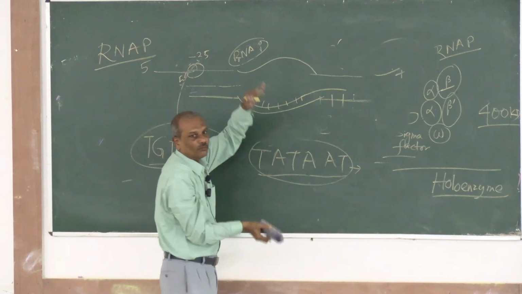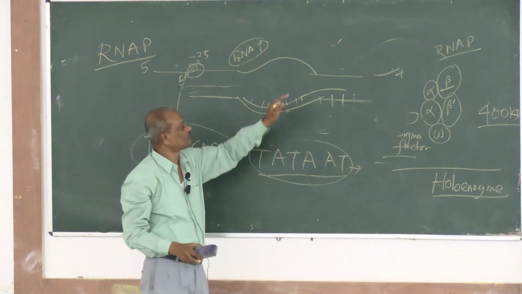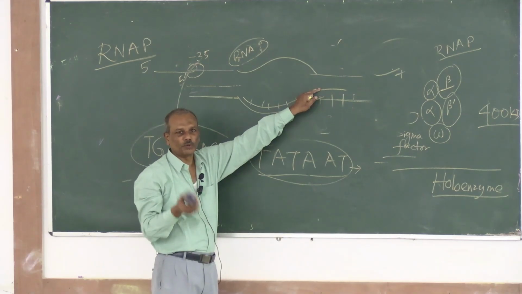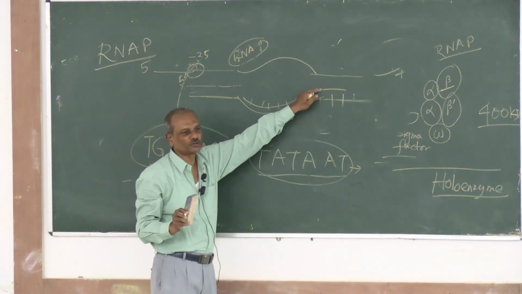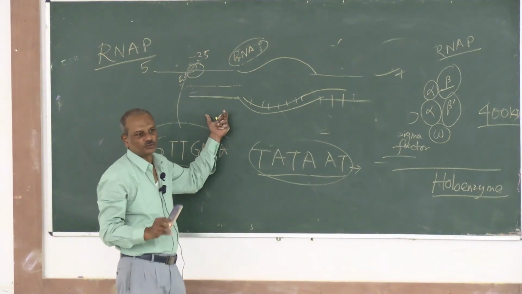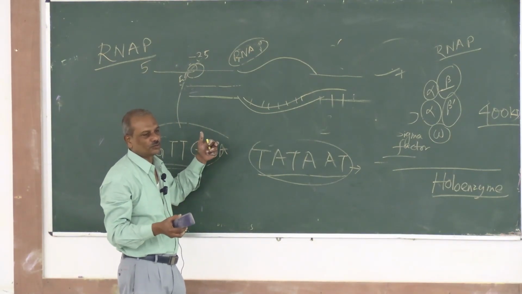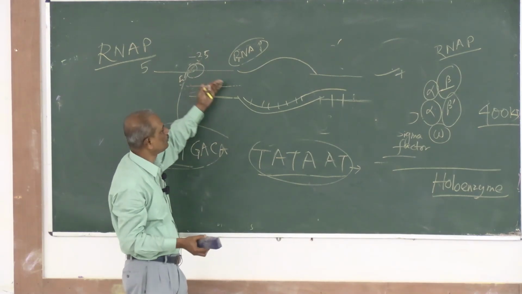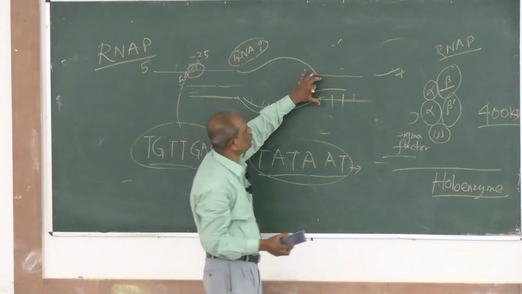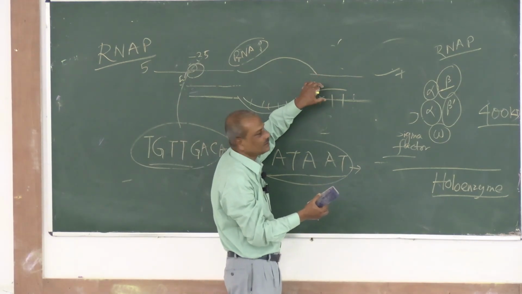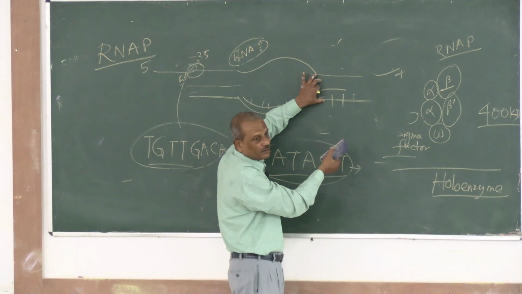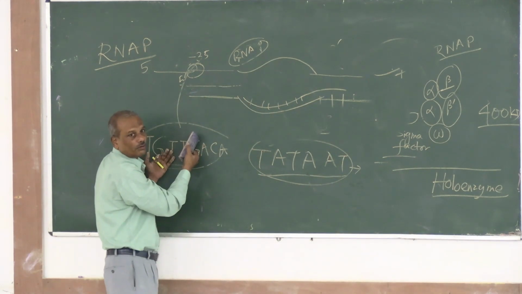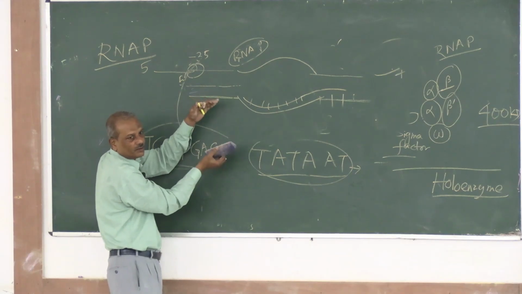Once the unwinding occurs, there will be a torsional strain ahead. That is overcome by the topoisomerase enzyme, both upstream and downstream. The original DNA has to be restored back to its normal position. So topoisomerase relieves the torsional strain ahead of the transcription bubble, and also on the back side, because it cannot remain fully open.